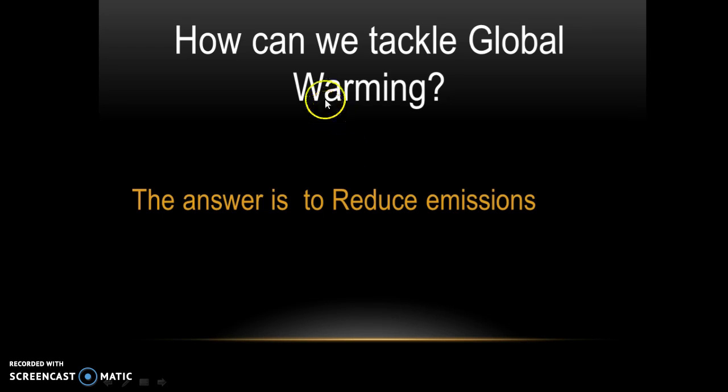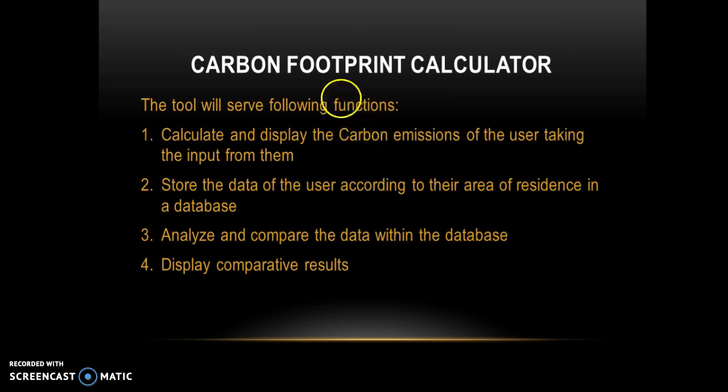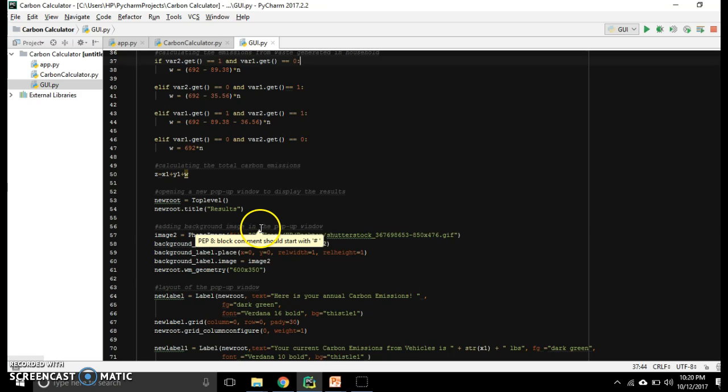So the question is, how do we tackle global warming? Answer to it is surprisingly very simple. It can be tackled by reducing our emissions. But for that, it is important for us to know our emissions. That's where the carbon footprint calculator tool comes into play. It helps the user to know his carbon footprint and compare this data with that of others.